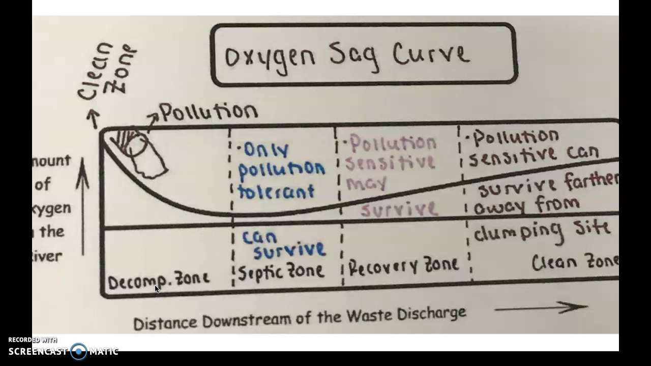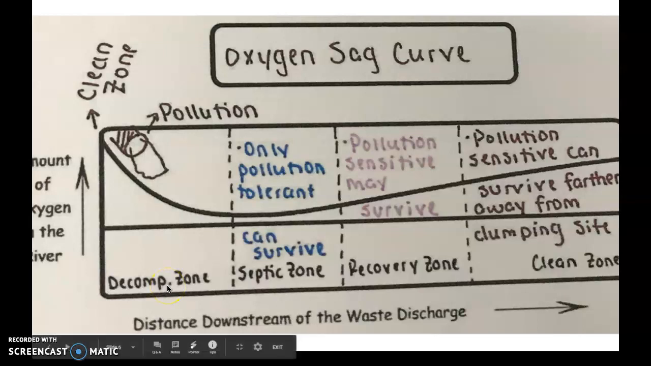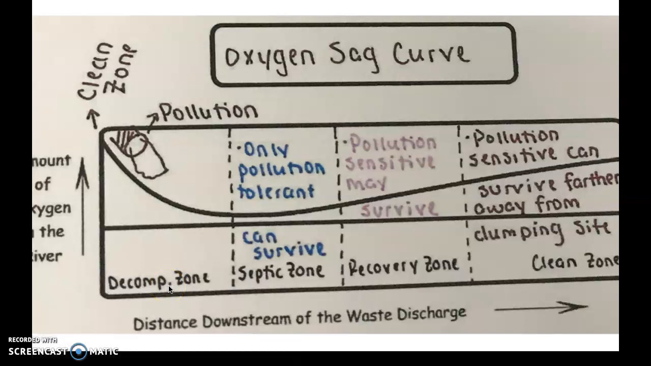And then as it starts to spread around into our system, we reach what we call the septic zone, which is where only pollution-tolerant species can survive. So if you sampled a portion of water and you found a lot of tolerant species, then you could assume that it's in the septic zone. Eventually, we're going to reach the recovery zone, which is where pollution-sensitive organisms may survive. We're getting better here. The pollutant is starting to dilute. It's starting to become less of a problem. And then lastly, we have the clean zone, which is where we might find a lot of pollution-sensitive organisms surviving, and they'll be generally away from the dumping site.